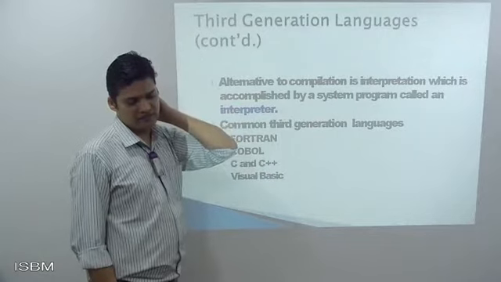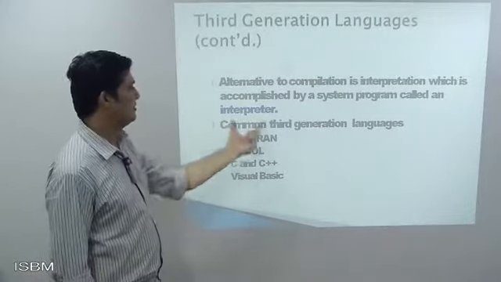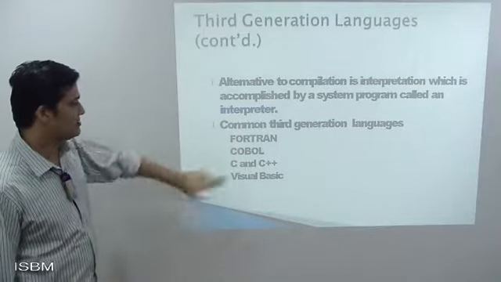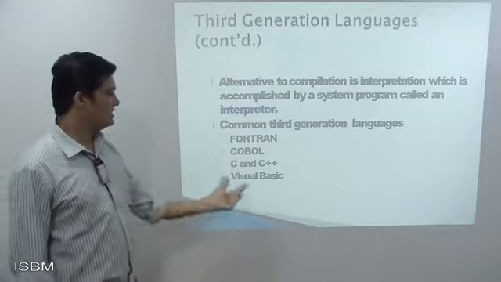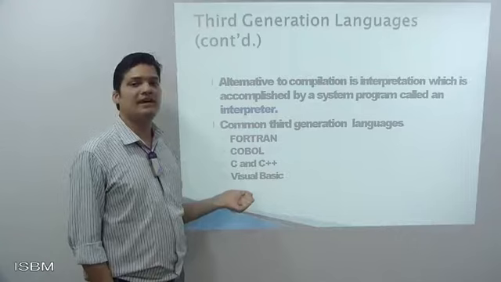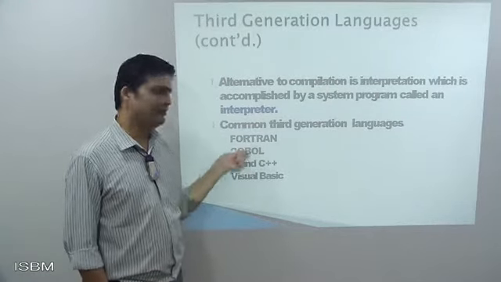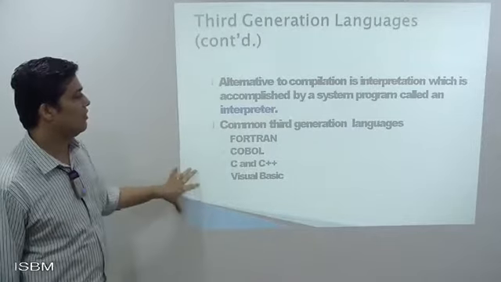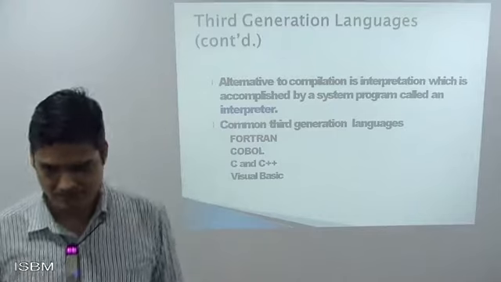In the last class we have seen the difference between compiler, interpreter and assembler. Common third generation languages are COBOL, Fortran, C, C++ and Visual Basic. C and C++ are the most common languages, known by each and everyone. And Visual Basic, COBOL and Fortran. So these are the common languages which come under the third generation.